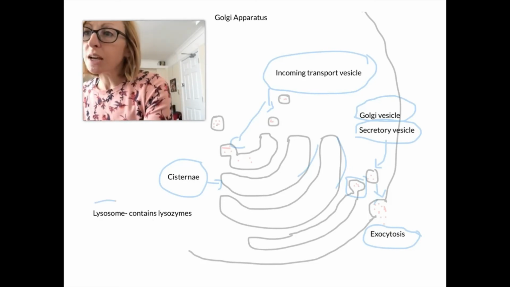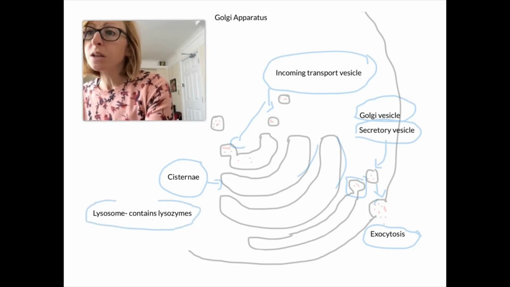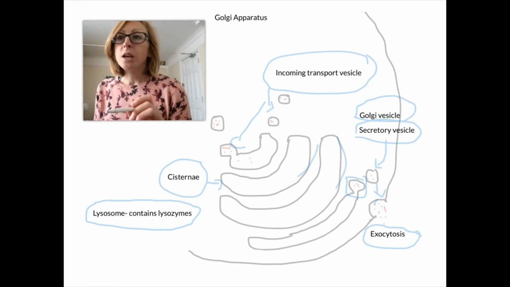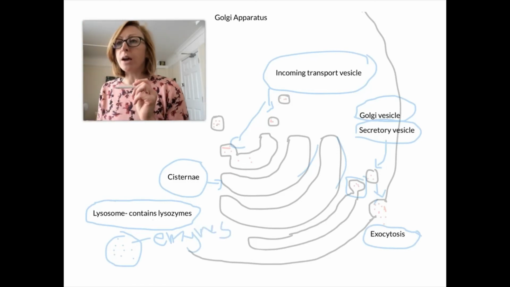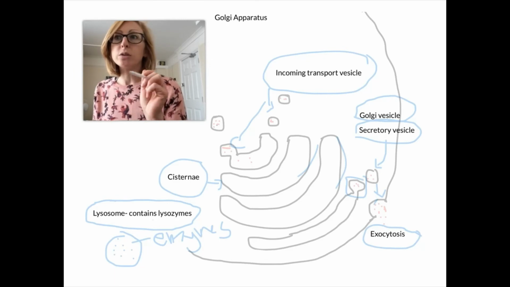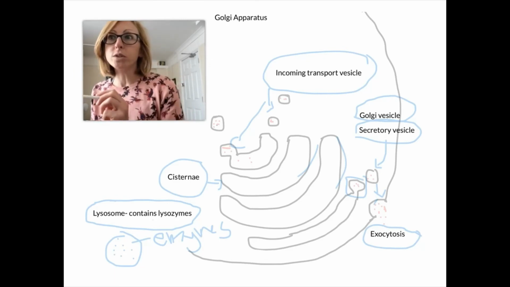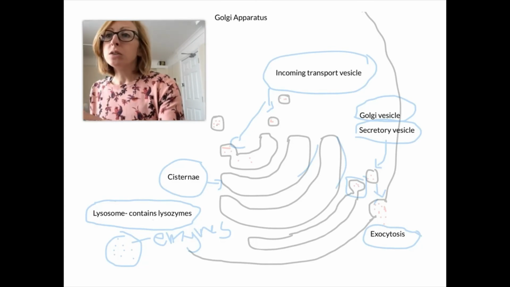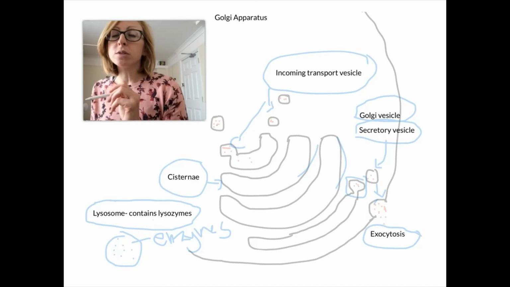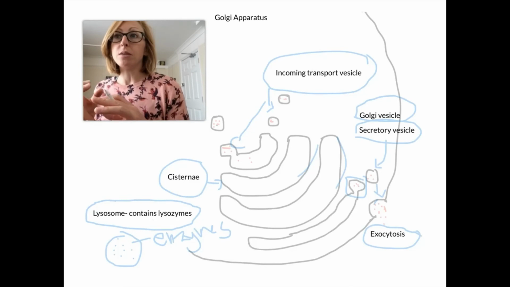However, some vesicles stay inside the cells. So lysosomes are another vesicle that can be produced. Now a lysosome inside its vesicle would contain enzymes. Now these enzymes are hydrolytic. What that means is the enzymes are able to break down other molecules by hydrolysis, the addition of water. And they basically stay inside the cell in order to break down worn out and old organelles so that the parts of them can be recycled.